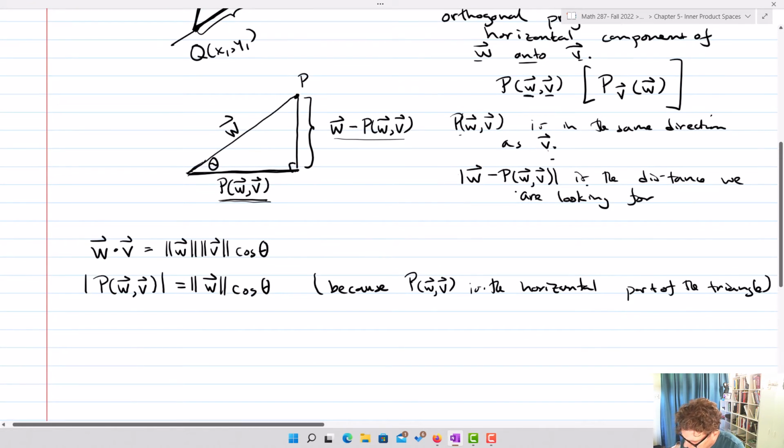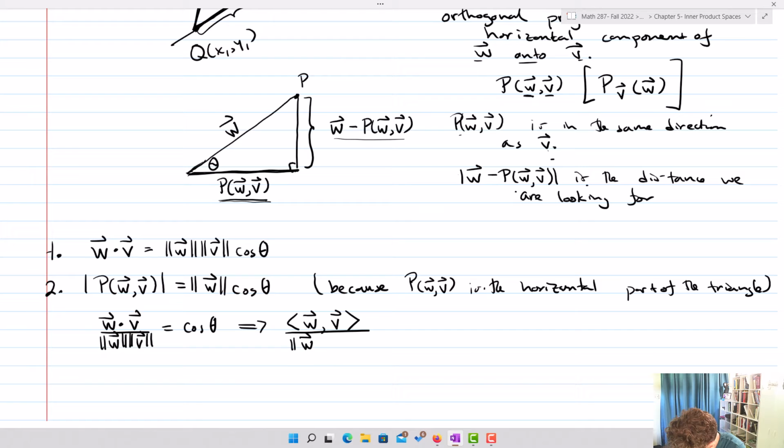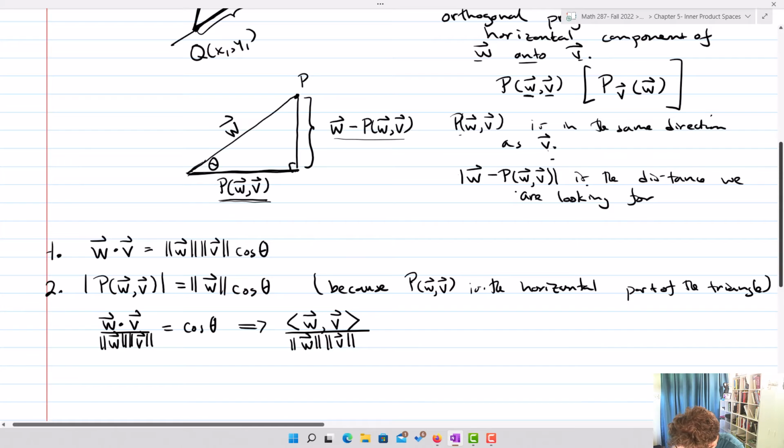Now I'm just going to do some algebra. I'm going to take equation 1 and equation 2 and divide through by those magnitudes. So the dot product of W and V divided by the magnitude of W times the magnitude of V is going to equal cosine theta. I'm going to change my notation, by the way, and utilize this notation so that we can talk about it in terms of any inner product. And so that's cosine theta.